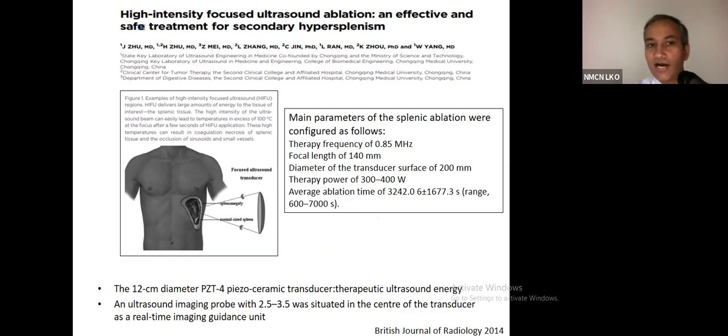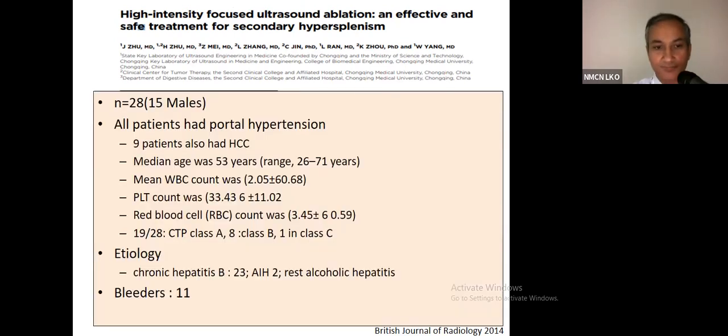So this is a high intensity focused ultrasound, where a frequency of 0.85 megahertz is given with a power of 300 to 400 watt over the splenic area, and so a therapeutic ultrasound is used just to ablate the spleen, to decrease the splenic size.